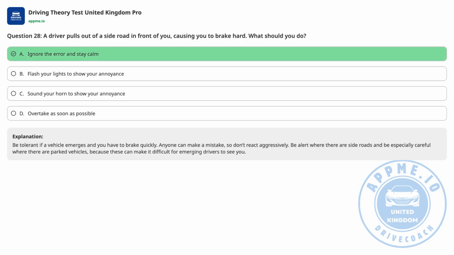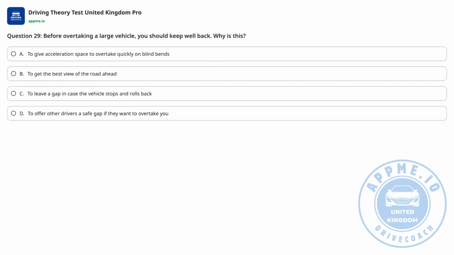The correct answer is A. Question 29. Before overtaking a large vehicle, you should keep well back. Why is this? A. To give acceleration space to overtake quickly on blind bends. B. To get the best view of the road ahead. C. To leave a gap in case the vehicle stops and rolls back. D. To offer other drivers a safe gap if they want to overtake you.